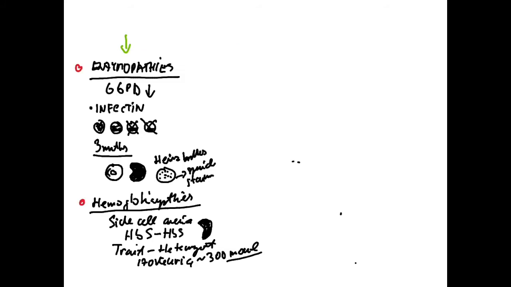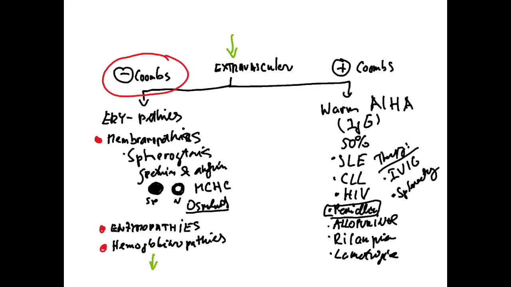so enzymopathy or hemoglobinopathy, as you can see over here deeper, so sickle cell anemia. Or if it's Coombs positive, very likely it could be warm autoimmune hemolytic anemia caused by IgG, and the hemolysis happens at higher temperatures, over 30 degrees, remember this.